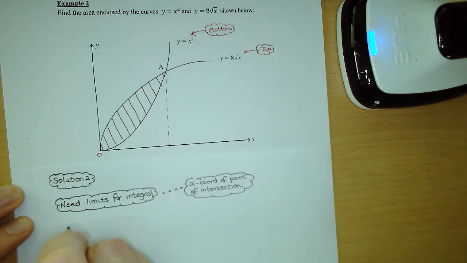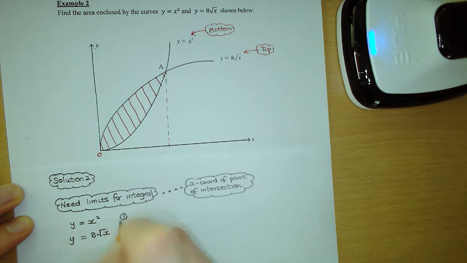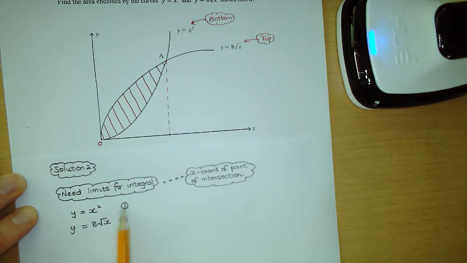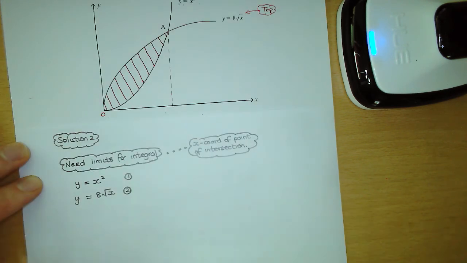Okay, so our two curves are y equals x squared, and we've got y equals 8 root x. So label the two equations 1 and 2. Because y is the subject of both, I'm just going to take equation 1 and sub it into 2. So we're going to sub 1 into 2.